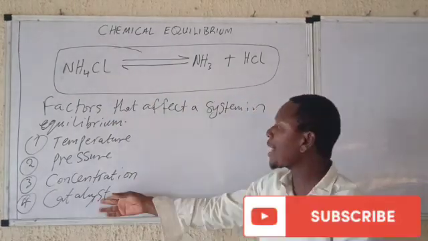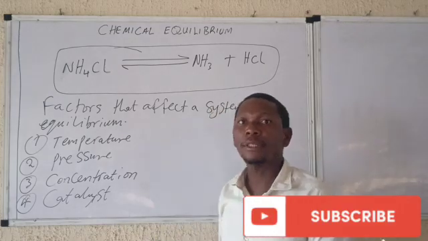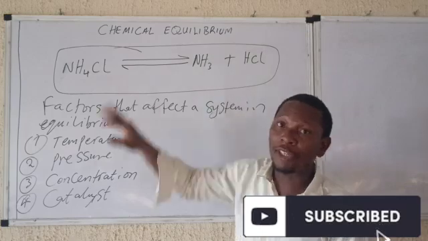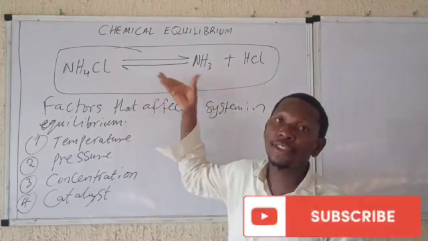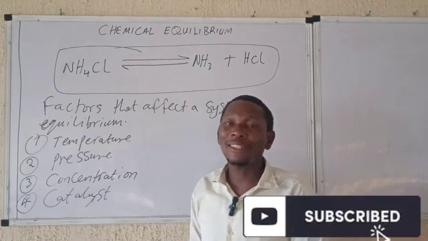And the last thing we are going to talk about is catalyst, the effect of catalyst. Now, overall, a catalyst does not affect the system. I've said that before. What it does is hasten the rate at which this closed system attains equilibrium. So that's a very simple concept.